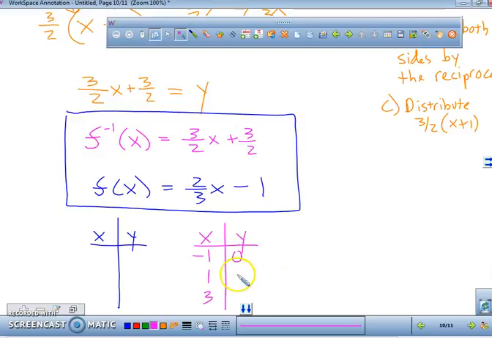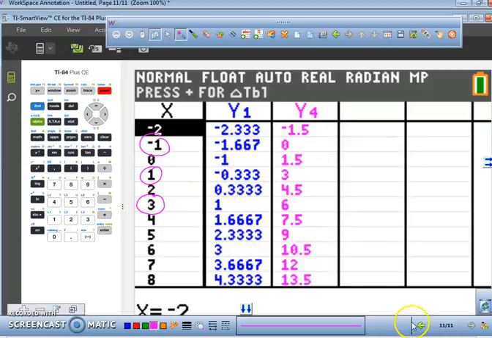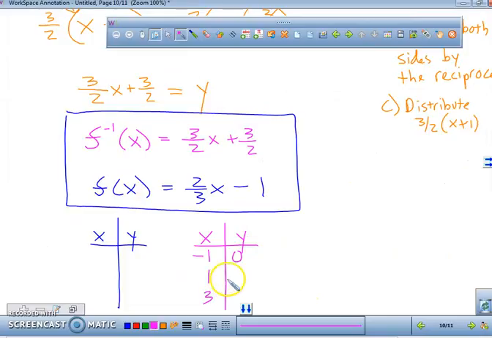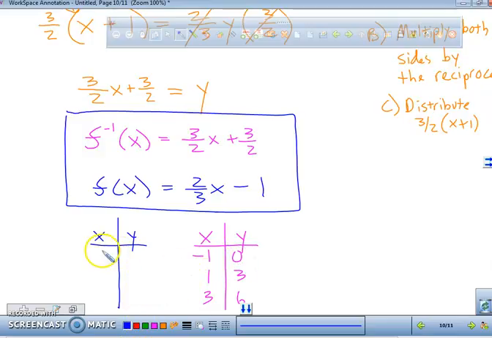What did 1 go with? 1 went with a 3. And what did 3 go with? 3 went with 6. Now, I bet, without even looking, I bet the other one's going to have a 0 and a -1, a 3 and a 1, and a 6 and a 3. I bet all the blue coordinates will be 0, -1, 3, 1, and 6, 3. Let's see if that works.